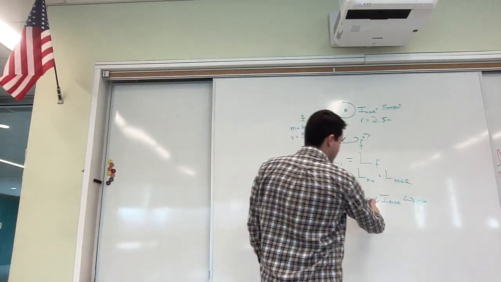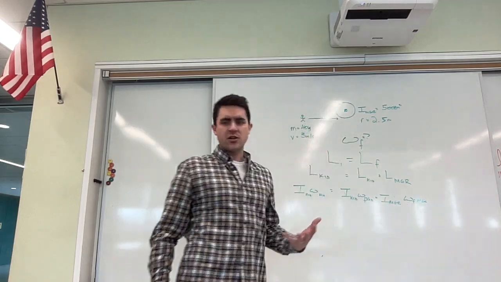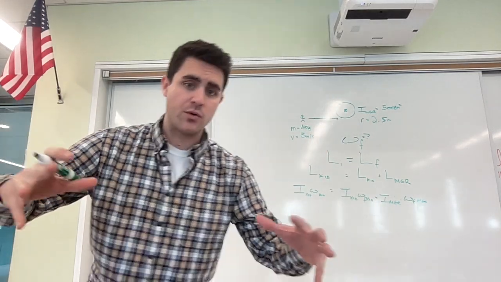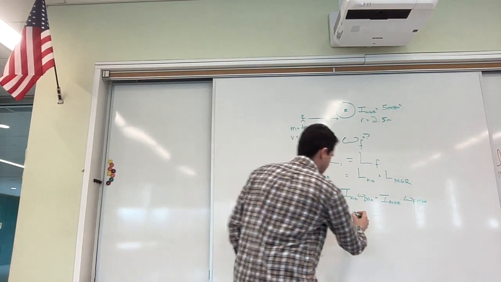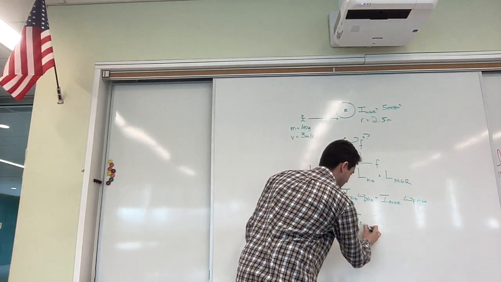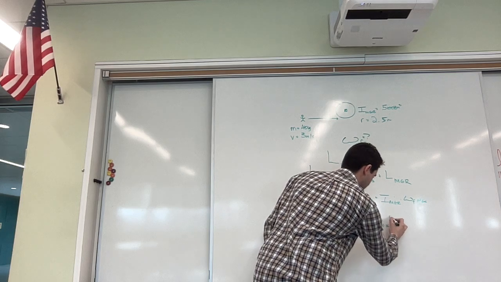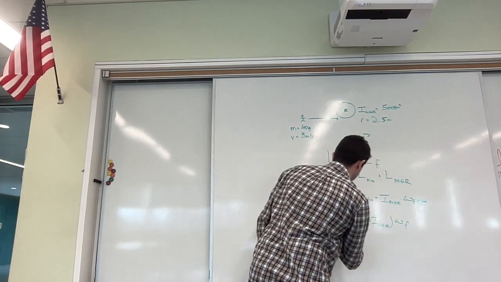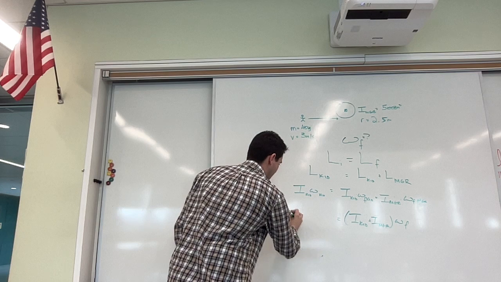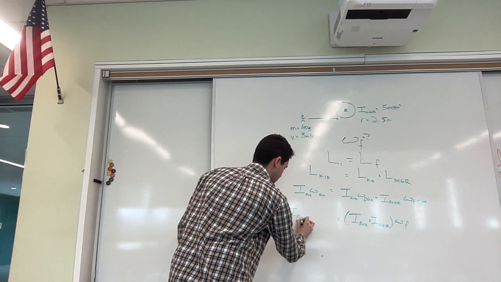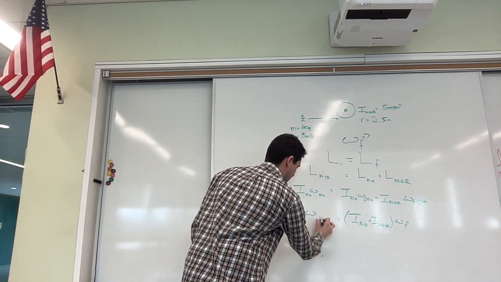I know that both of these final angular speeds are the same because the kid jumps on the merry-go-round and they move together. So I'm going to rewrite this as I of the kid plus I of the merry-go-round times just the final velocity. Now this is equal to I of the kid times the initial velocity this kid has.